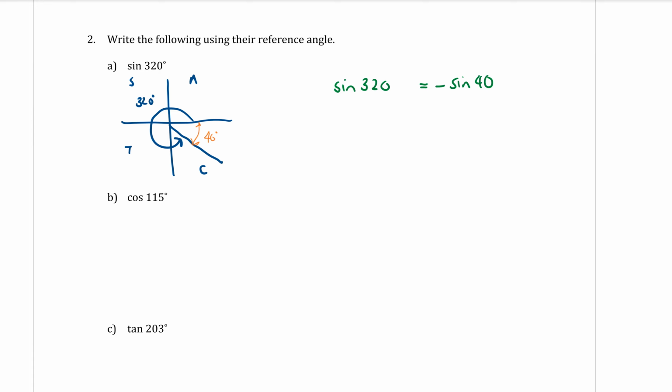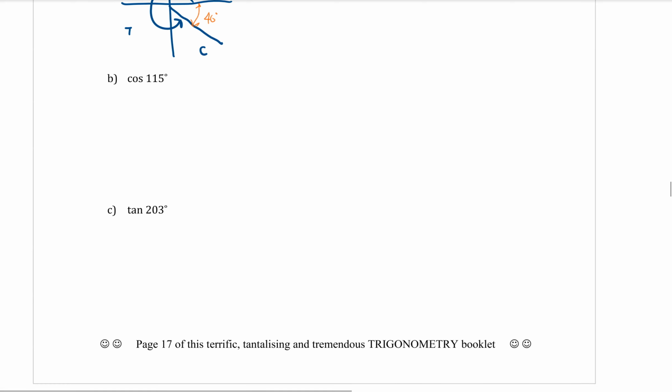Let's try that again. Cos of 115 degrees. Draw the diagram. 115 is in the 2nd quadrant, about there. 115 degrees. That's in the S for sine quadrant. We need to find the acute angle, which is the one going to the horizontal line.